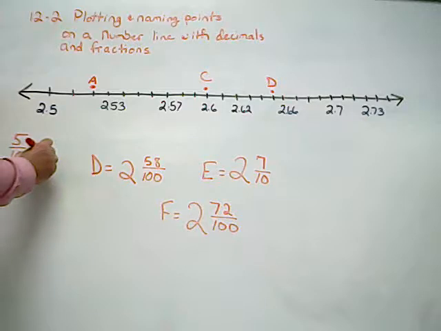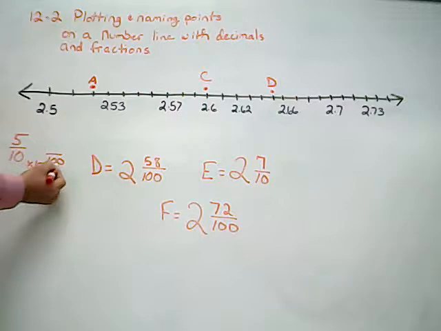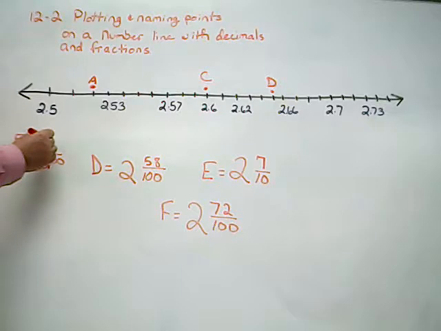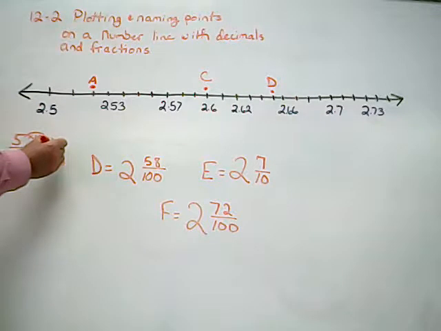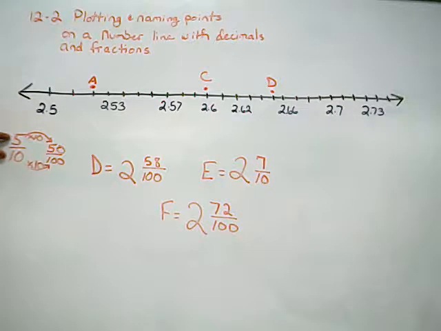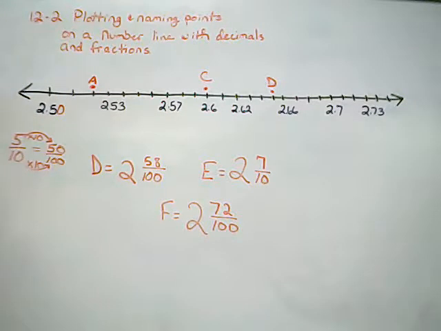So 10 times what number is going to give me 100? It's going to be 10 times 10. We'll break it into 100. What I do to my denominator, I have to do to my numerator. 5 times 10. Okay. So 5/10 is actually equivalent to 50 hundredths. So what I can do is actually put a 0 there to help me label my number line.